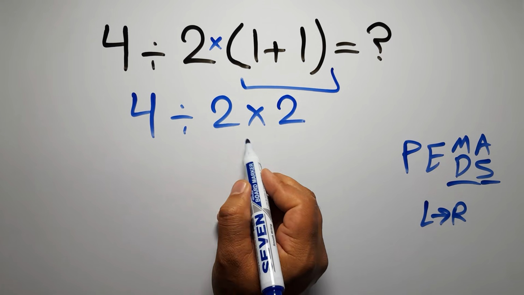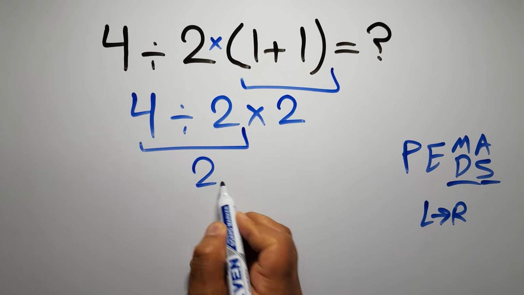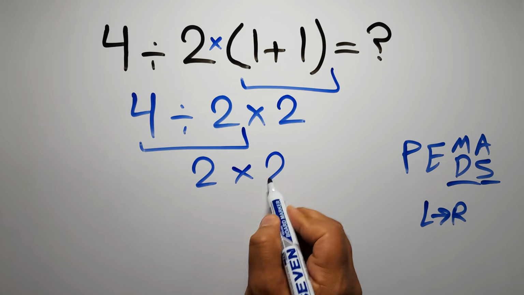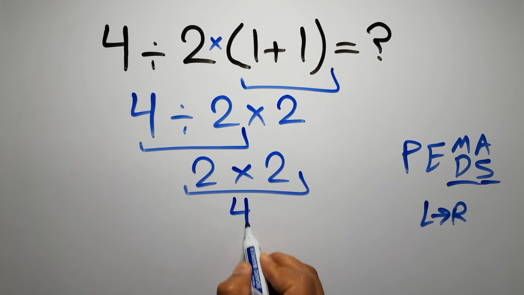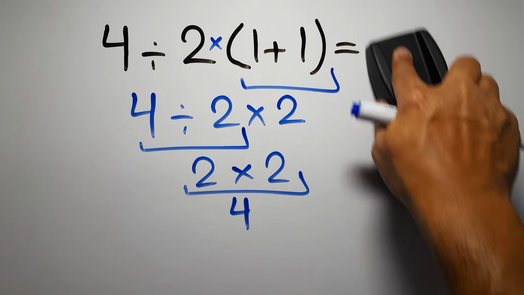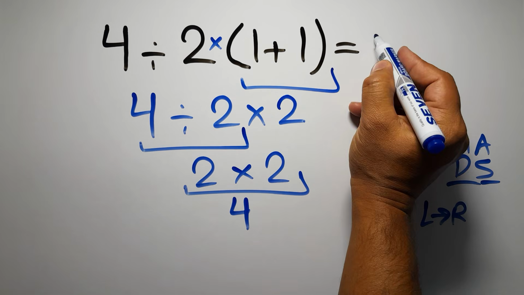4 divided by 2 is just 2. And 2 times 2 gives us 4. And this is our final answer to this problem. The correct answer is 4.